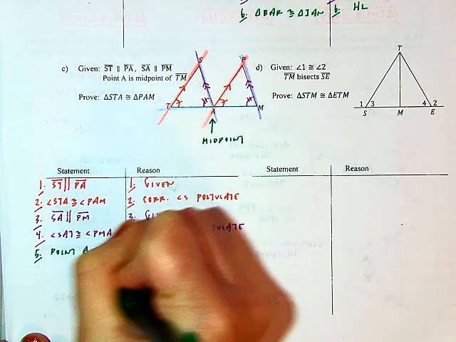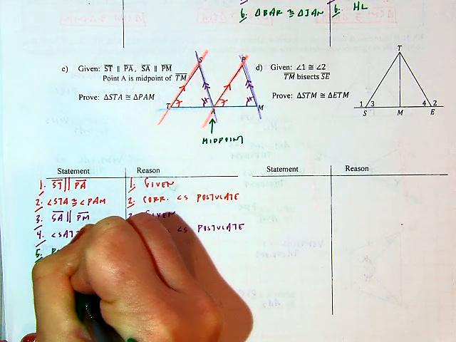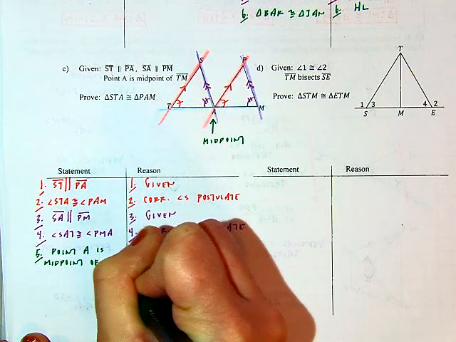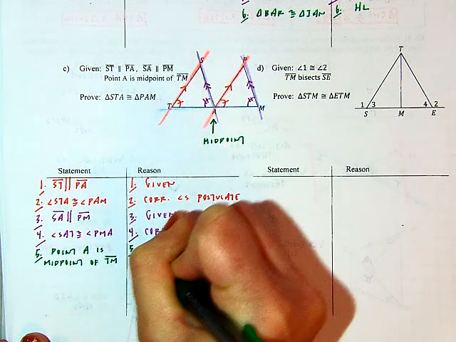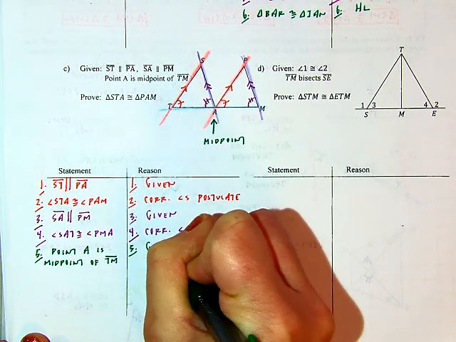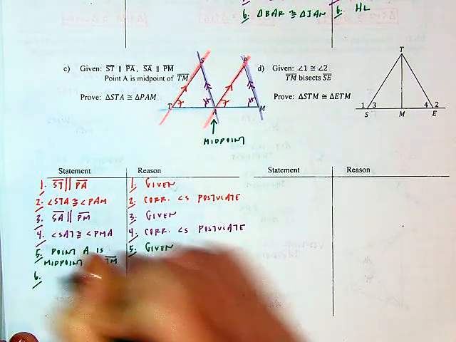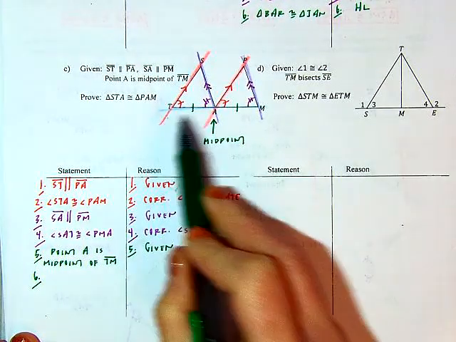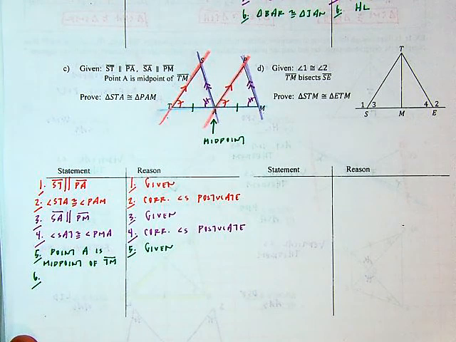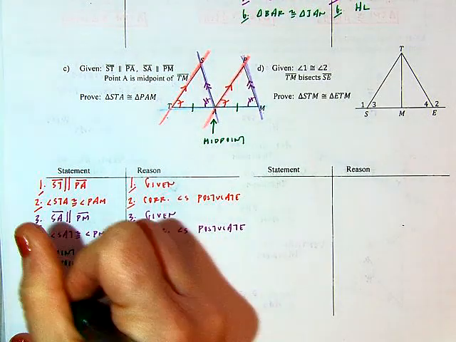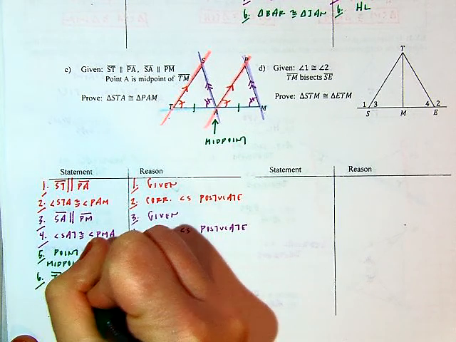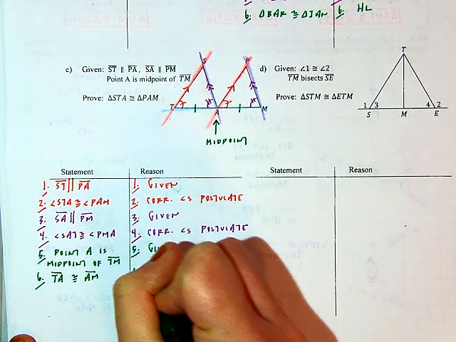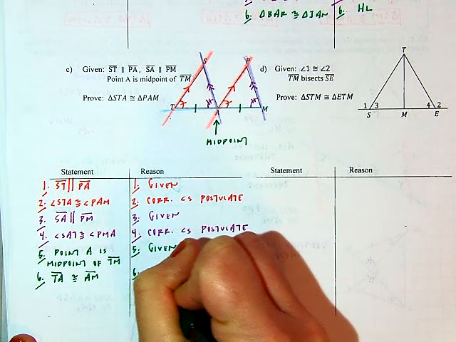So point A is the midpoint of TM, given, which if that's a midpoint, it splits this segment into two congruent parts. So I can say next that TA is congruent to AM. Definition of midpoint.